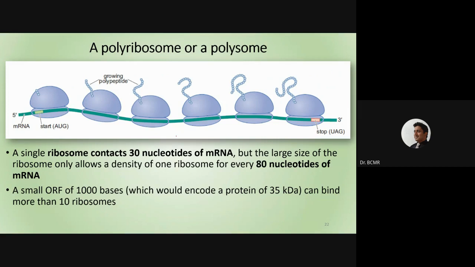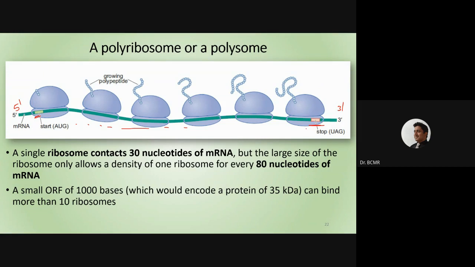What is a polyribosome or a polysome? If there is an mRNA, you have 5 prime to 3 prime here, and assume this is a eukaryotic mRNA. You'll have a start codon and multiple codons continuously, and then you will end up with a stop codon.